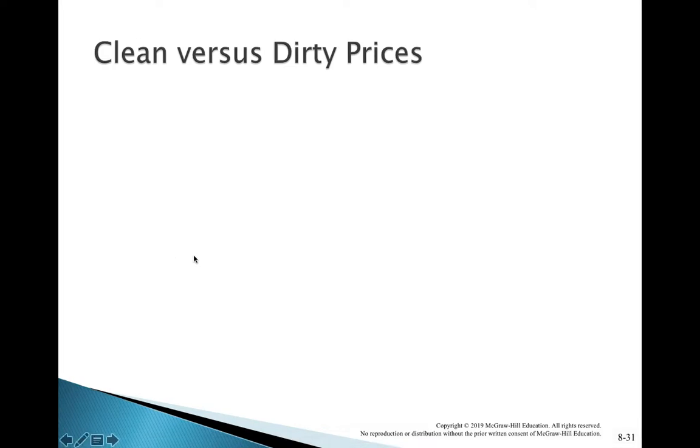Dear students, now the last part is discussing the clean and dirty price. The valuation formula we are using is the clean price. For the valuation of a bond, the traditional formula of present value of coupons plus present value of principal repayment is equal to bond value. That is the clean price.